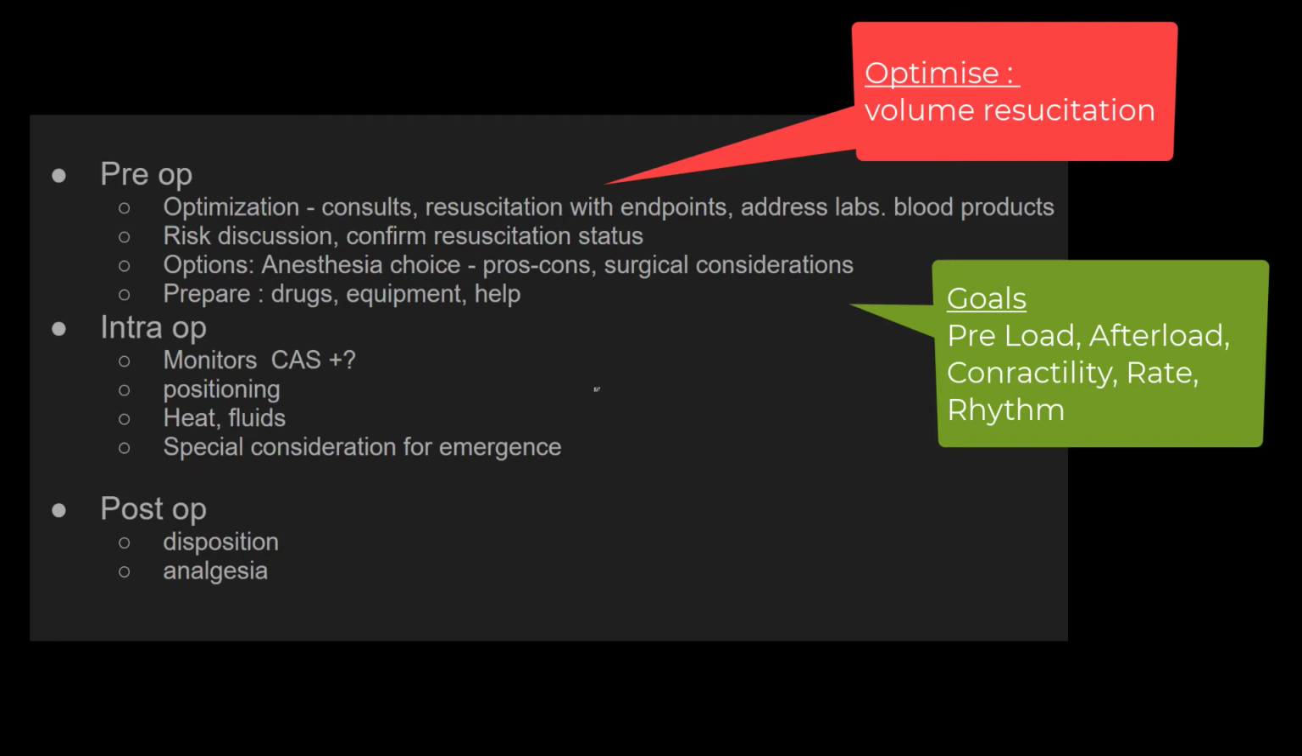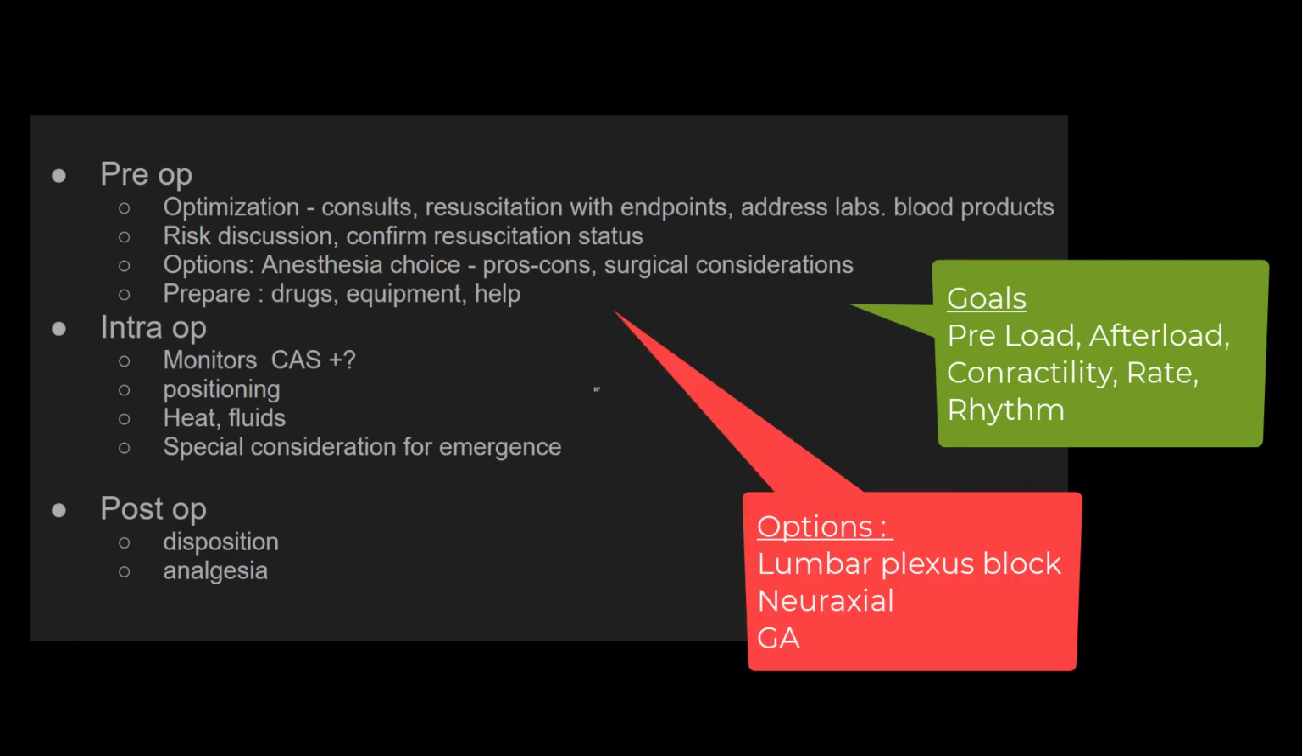We would ensure that labs were normal and order blood products if appropriate. We would make sure that there was an appropriate risk discussion, confirm resuscitation status with this patient, and then we would consider our options and surgical considerations. So the options for a gamma nail would be a lumbar plexus block, a spinal or epidural or combination thereof, or general anesthesia. You all suggested that a neuraxial approach in this patient would be high risk because of the vasodilatation, and I would agree with that, although it's not completely undoable if it's titrated and well managed.